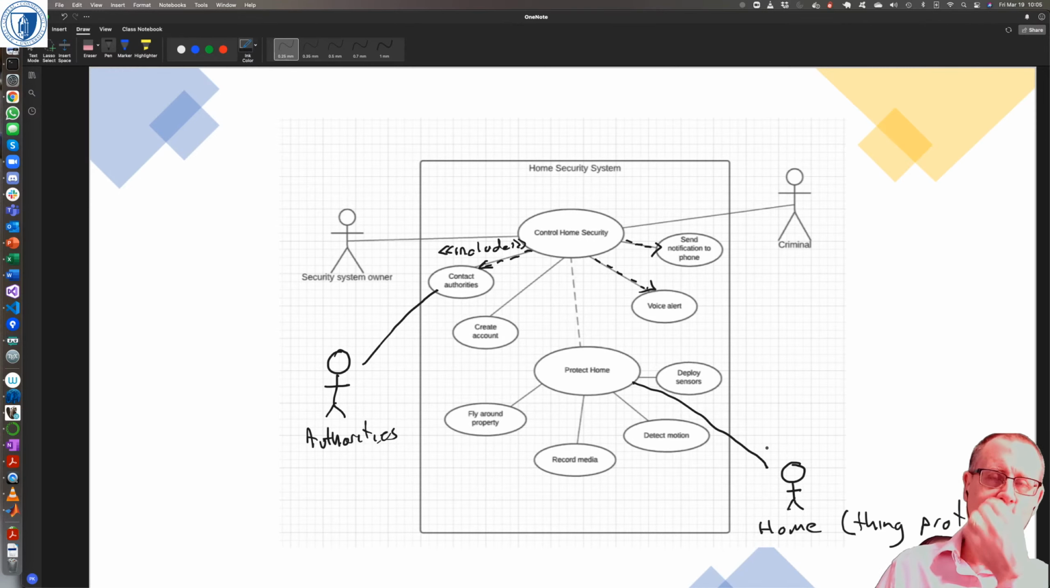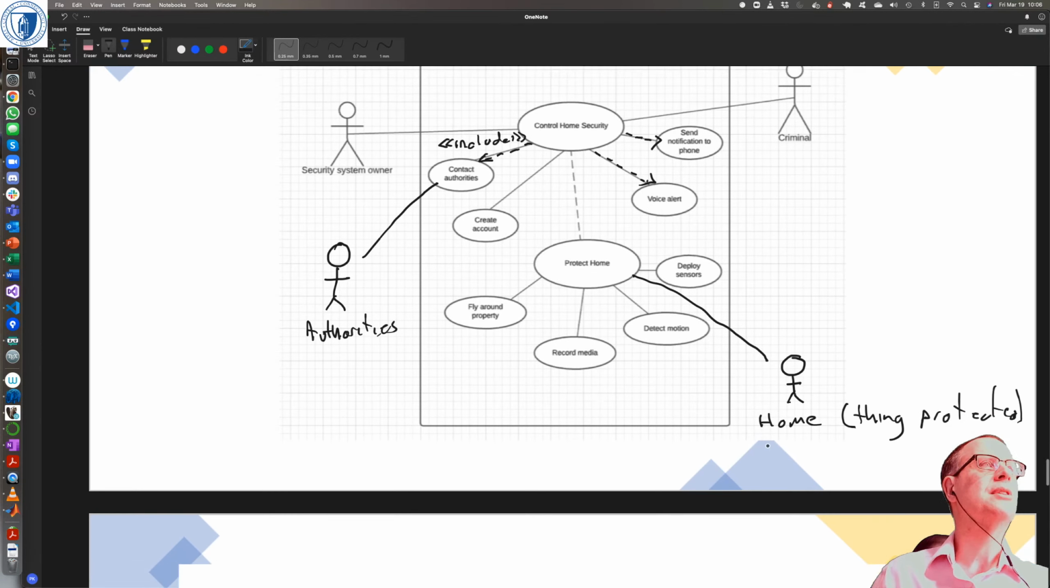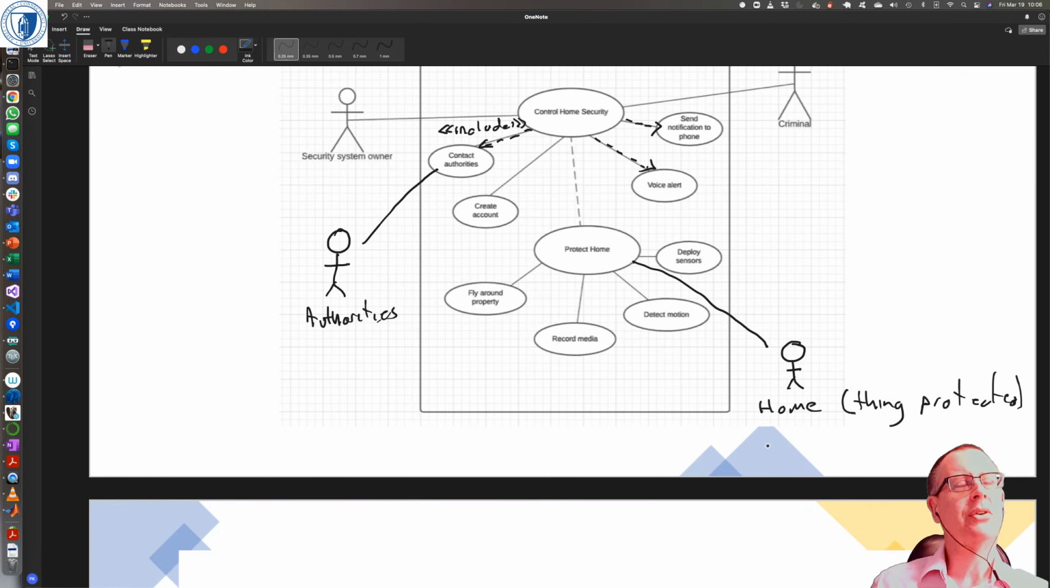Okay, so fly around property. That is interesting. I think this is the drone component of the home security system. I'm wondering whether... So again, with requirements, you want to try and not, and I probably should have put that up a bit so you can read it. I would try and not infer a solution, or at least say what, or rather how you're going to do it. So I'm not sure what the right way to express that function is.